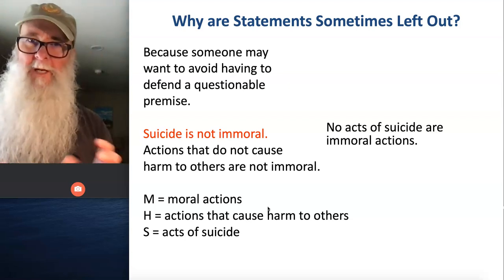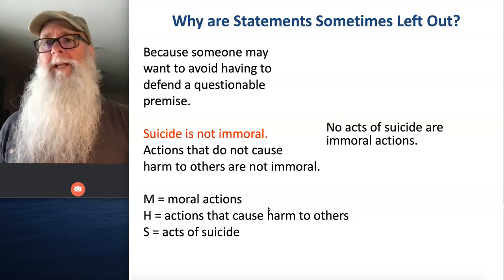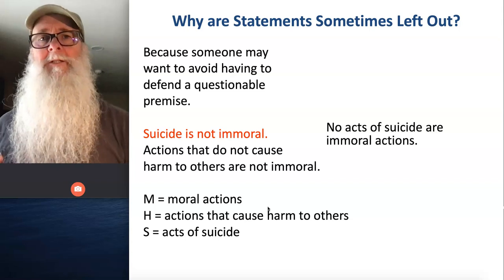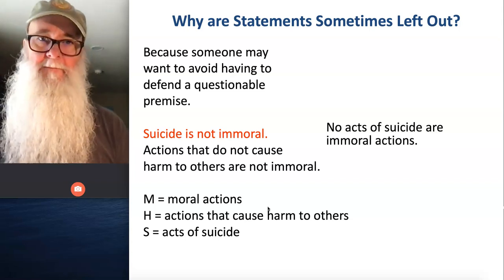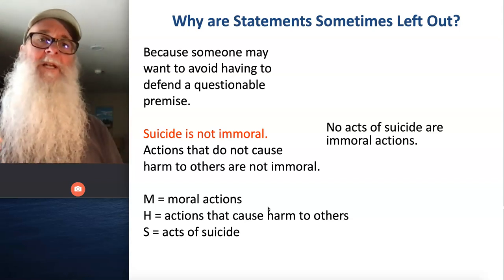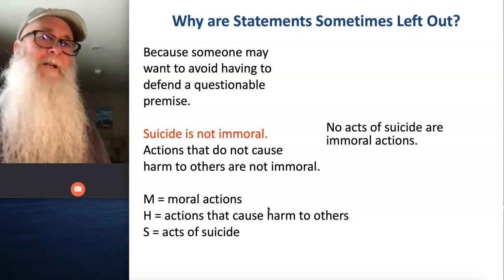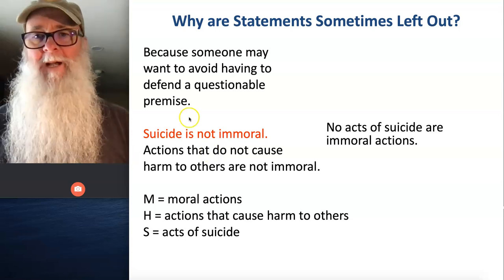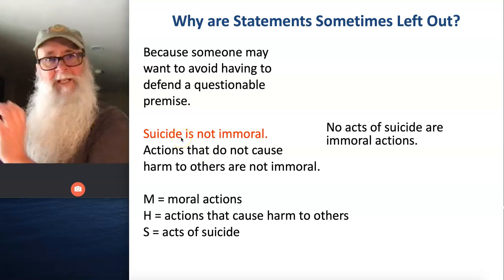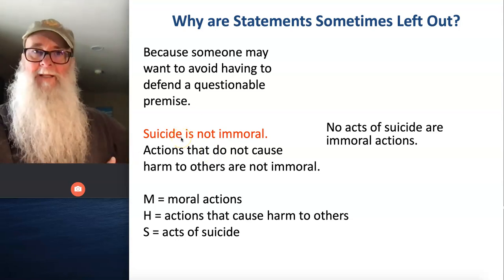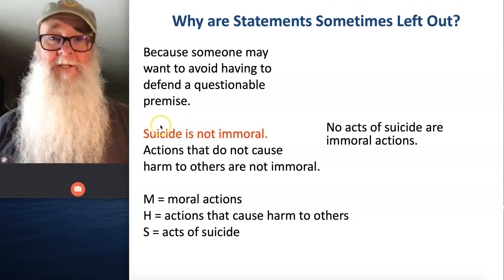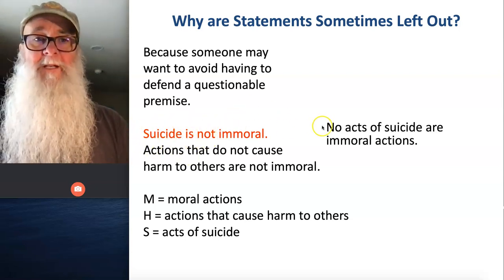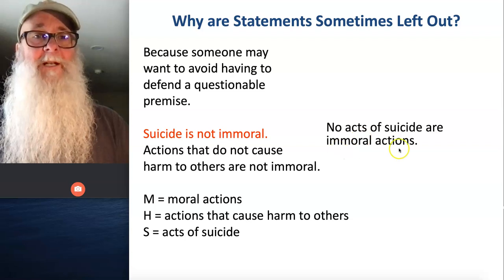And here's where categorical logic gets kind of funky. When we say that an action is a moral action, one of the connotations is that the action is a good thing. When we say that no acts are immoral actions, we're not necessarily saying they're good things, just that they're not bad things. What this premise statement says is not that suicide is a good thing. It just says it's not a bad thing. So I think the best translation of that conclusion statement is that no acts of suicide are immoral actions.